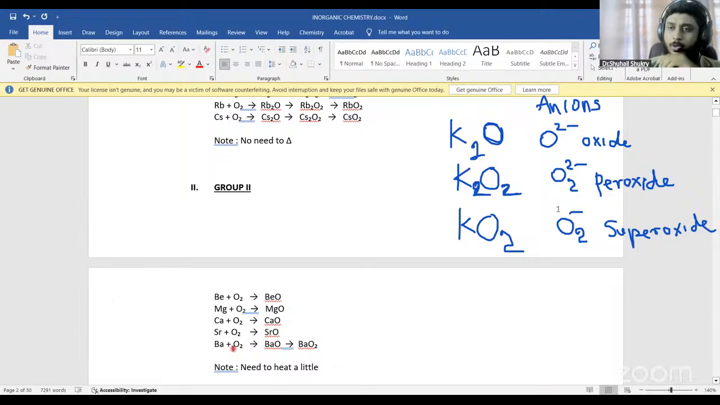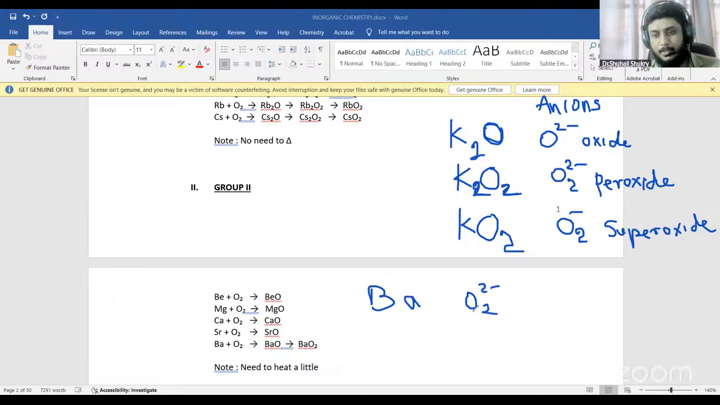But barium, only in group 2, can go up to peroxide level. Sorry, not superoxide. Barium can go to peroxide level, O2 2 minus. Then how will you write barium peroxide? You don't write Ba2O2. Barium valence is 2, and peroxide O2 2 minus also has valence 2. This 2 and this 2 get cancelled and you get barium peroxide, that is only BaO2.